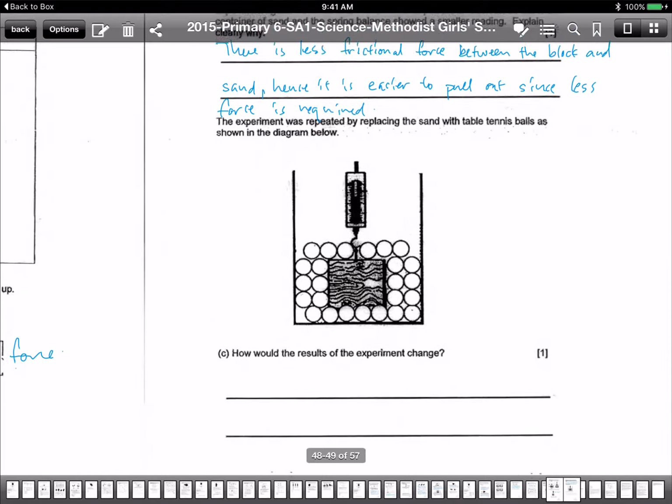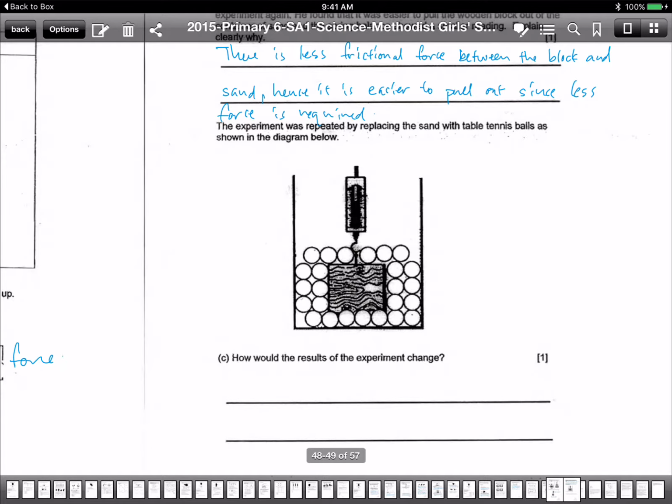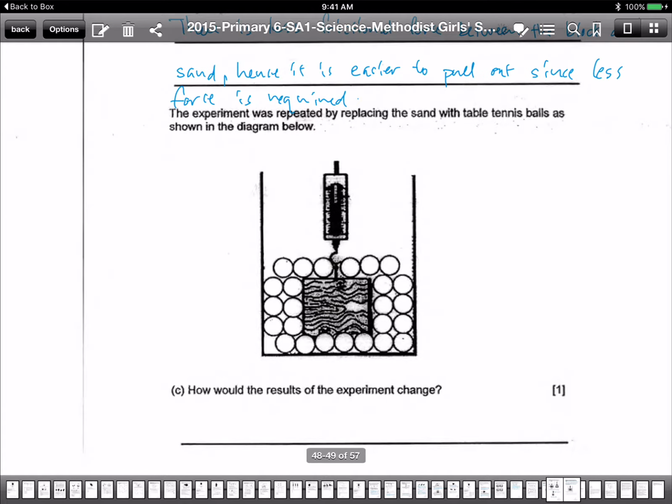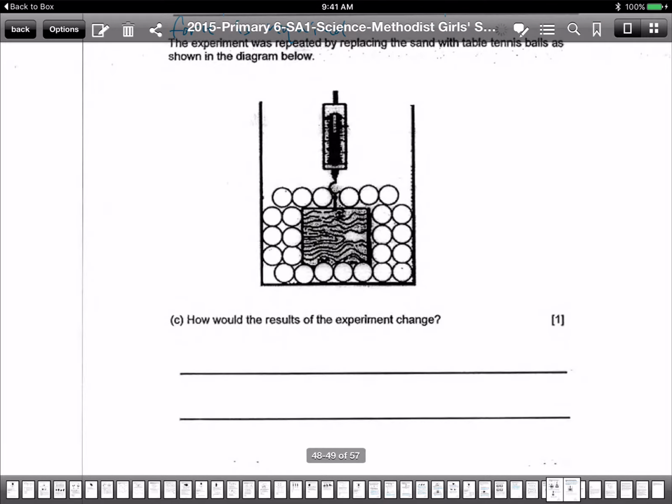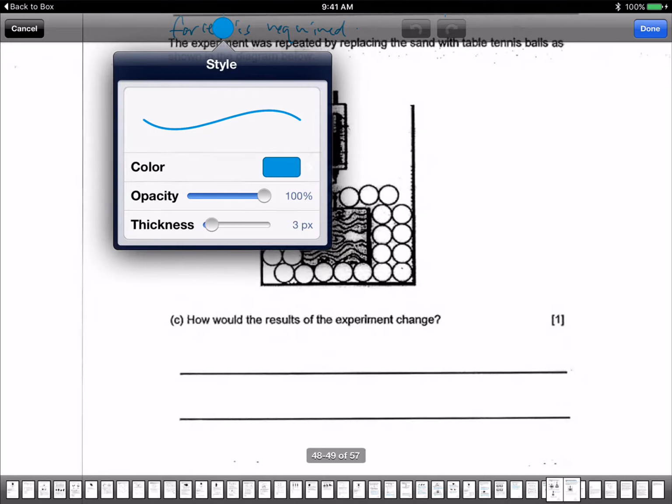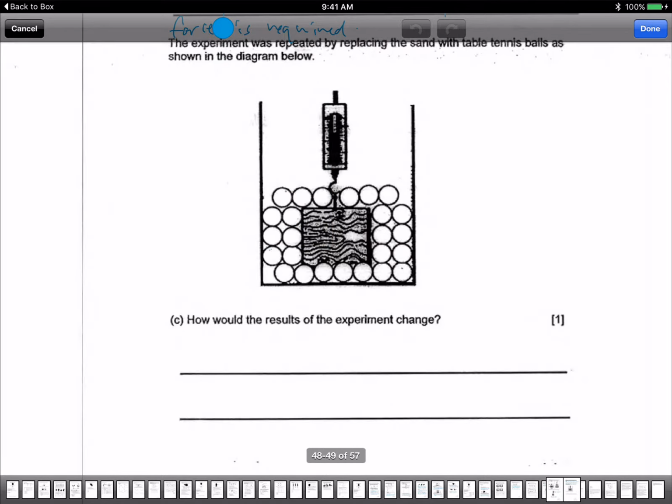How would the results of the experiment change if we replace the sand with tennis balls? It will be easier to pull. No, they're asking you how would the results change. It will be easier to... What is the result? What are they recording? The amount of force. So less force is required. Okay, so less force will be needed to pull the wooden block.